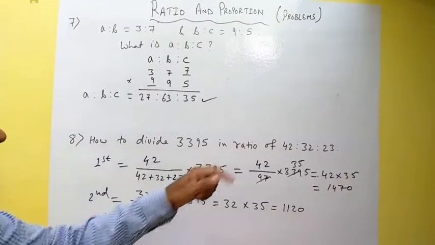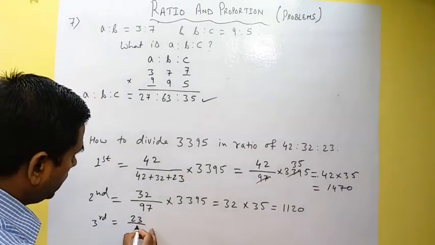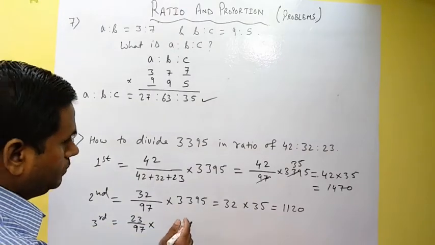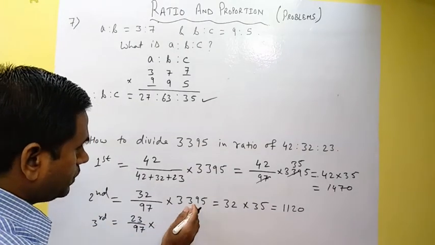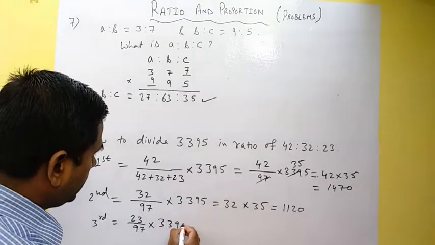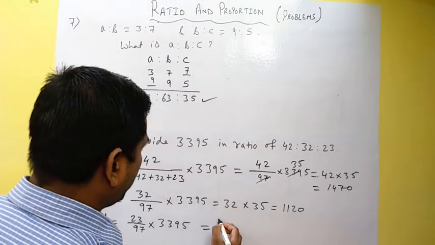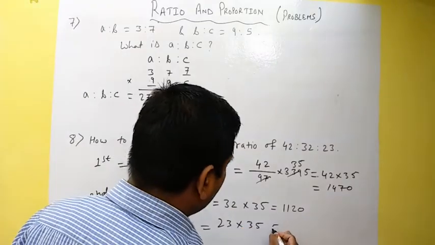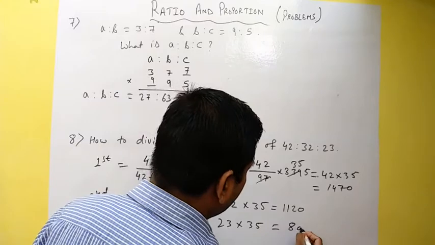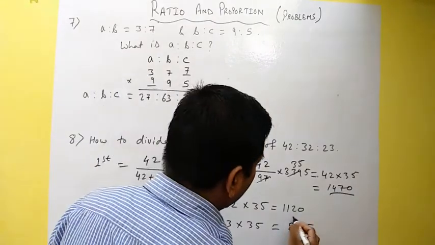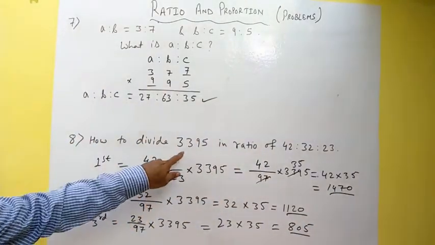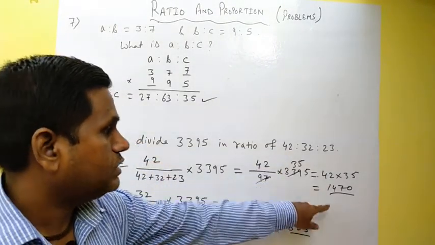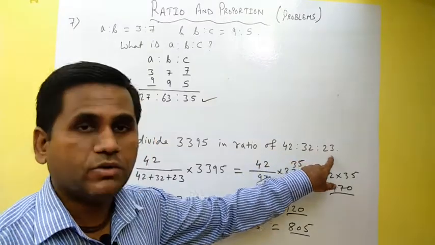Okay. Now next is the third proportional. Third proportional is 23. So 23 divided by 97 multiplied by 3395. So this will give you 23 into 35, and 23 into 35 will become 805. So these are the answers. Okay, this entire number can be divided into these three numbers for which the ratios are 42, 32 and 23.